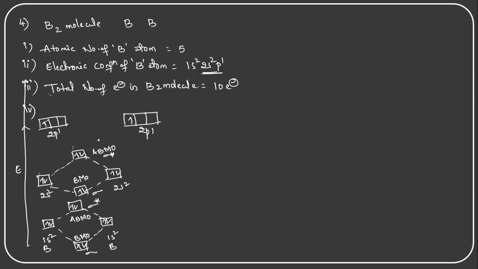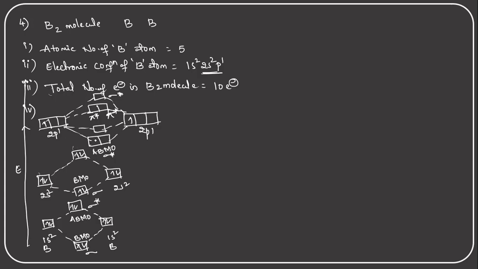Below atomic number 7, the two atomic orbitals, the pi bonding first they will form, and then the sigma bonding, and then pi star, sigma star. So, this is the pi star, this is the sigma star, and this one will be the pi star. So, these are the anti-bonding molecular orbitals and bonding molecular orbitals.